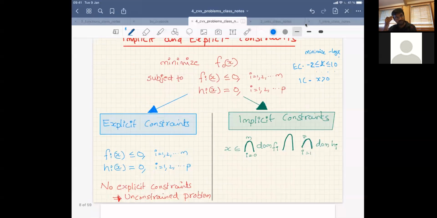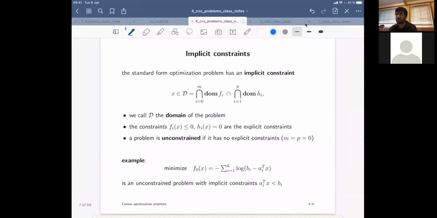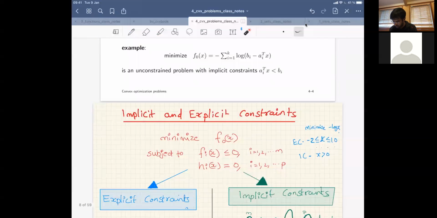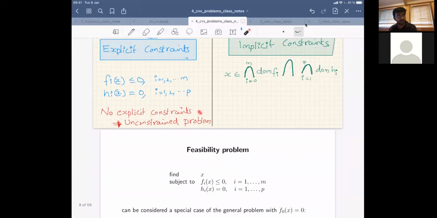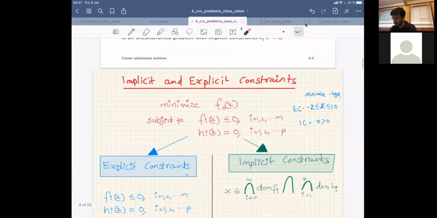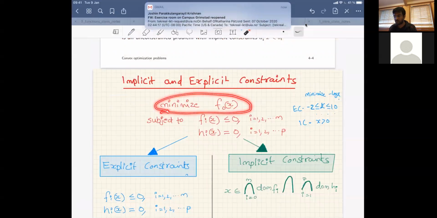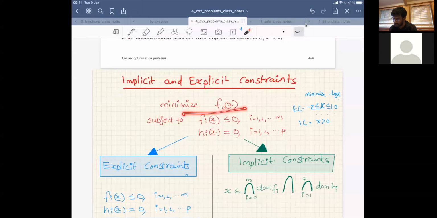Now there can be some problem where there are no explicit constraints, just like what we saw in the least squares problem, where there is no explicit constraint. So we will just have the objective, and this part will not be there. In that case, we will say that the problem is unconstrained. But remember, there is a hidden implicit constraint associated with the domain of the objective function. In an unconstrained problem, we just have an objective function and no constraints, so there will be a hidden implicit constraint associated with the domain of f0.